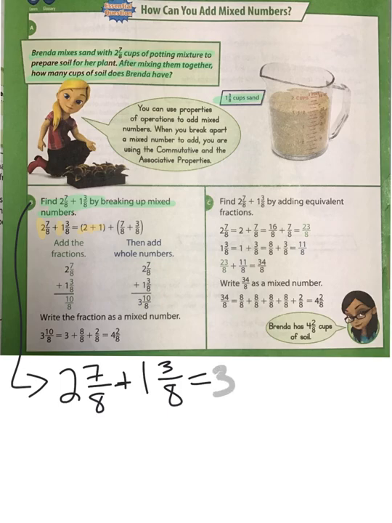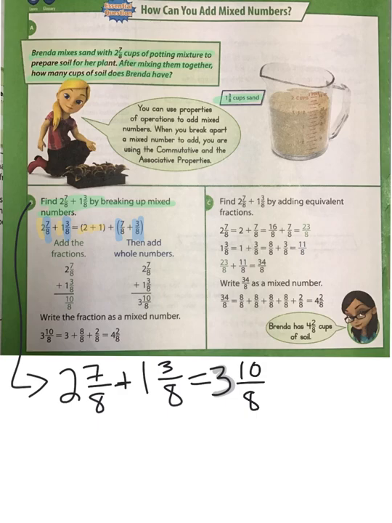Now we're going to add the fractional parts. So the fractional parts, we have 7/8 and 3/8. So we're just going to add 7/8 plus 3/8. And 7/8 plus 3/8 is going to be 10/8. So we end up with 3 and 10/8.